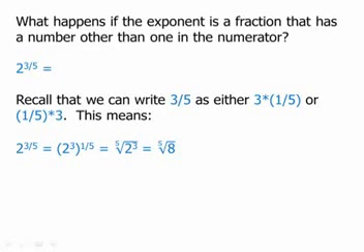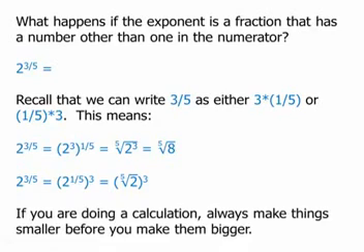That would be one way I could do it. Another way I could do it would be to write the 5th on the inside. So on the inside, I have just the 5th root of ordinary 2, and on the outside, I'm cubing it. Either one of those is perfectly fine. And I will say, if you actually have to do a calculation, if you have to actually choose between these two, always make things smaller before you make things bigger. That's a very important point of strategy.